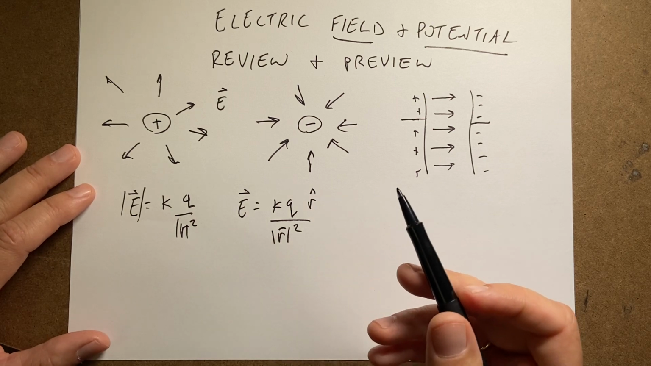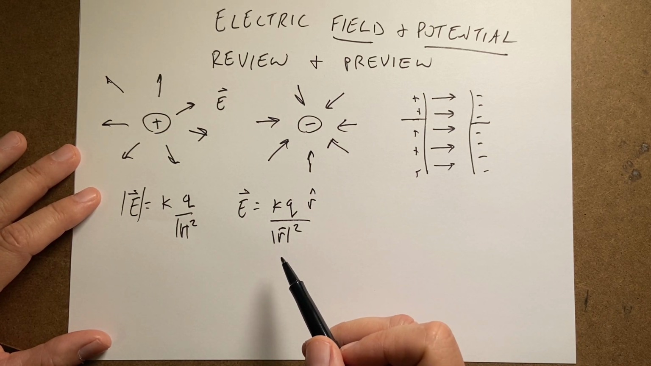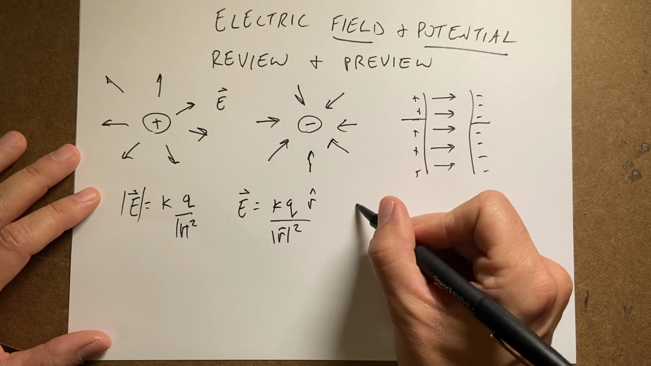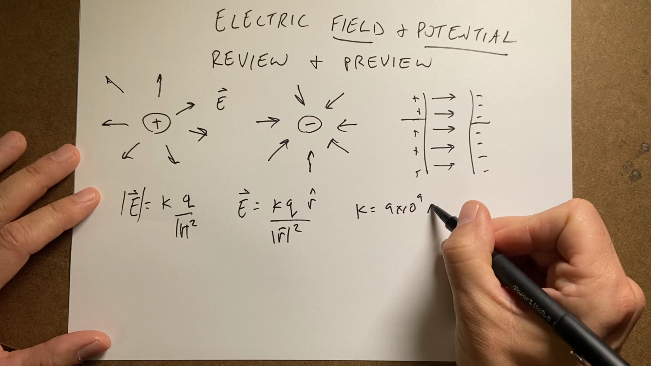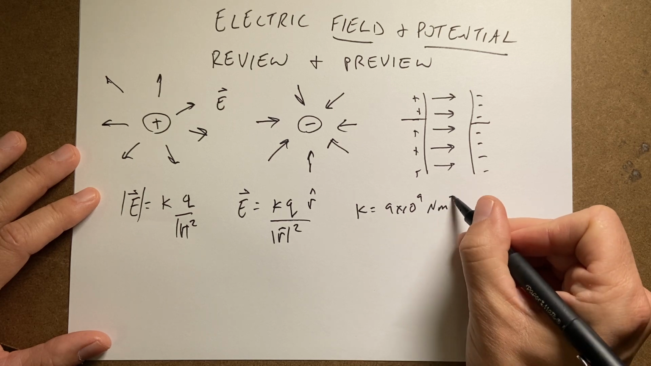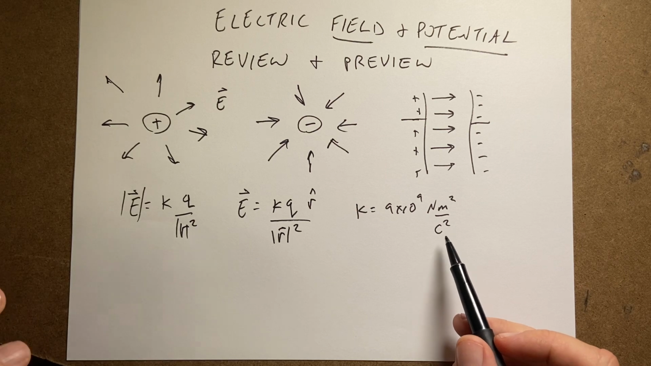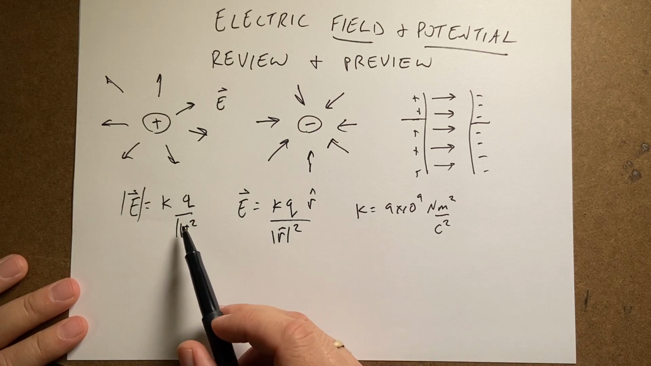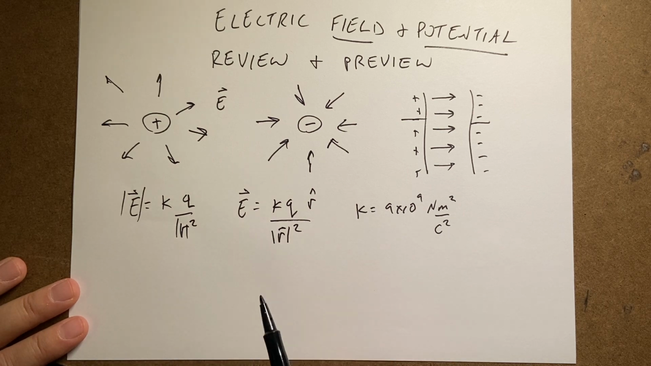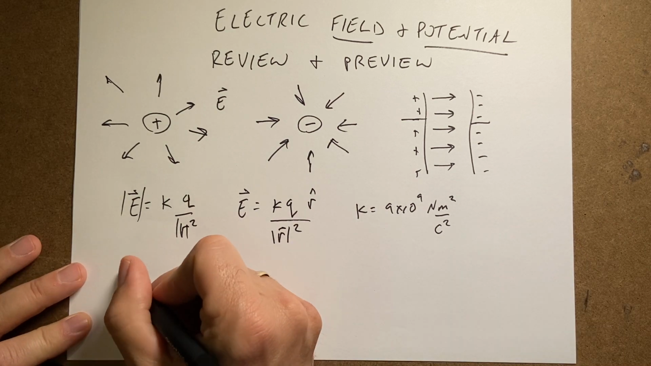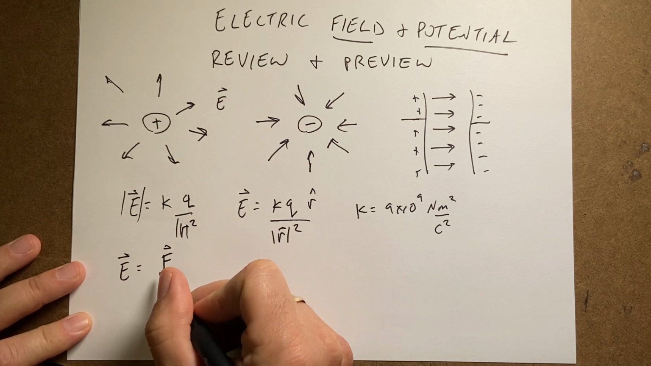And that's important because when we want to calculate the electric field due to multiple things, we need to treat it as a vector. So in this expression, k is 9 times 10 to the ninth newton meters squared per coulomb squared, and coulomb is a unit of charge. So this is just a universal constant for the electric interaction.